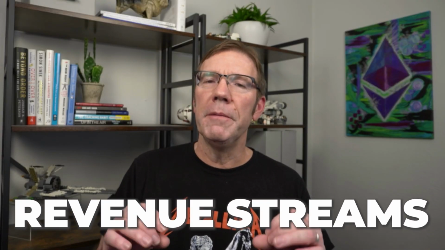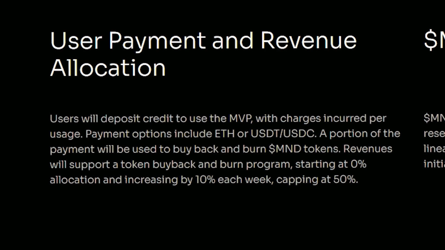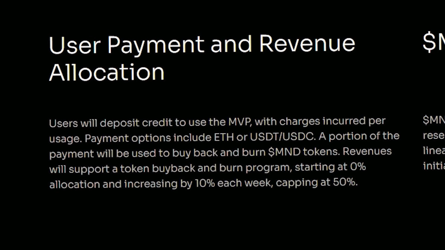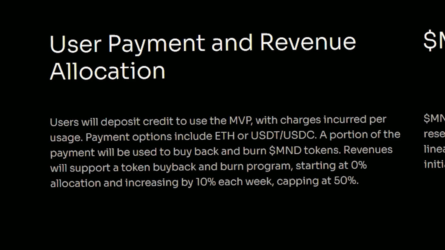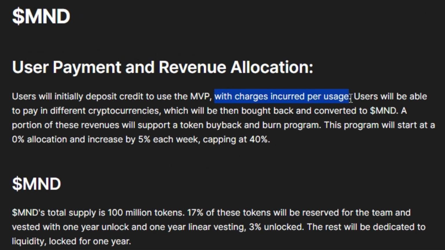Revenue streams are going to be deposit based. So you're going to log in and deposit an amount of Ethereum or USDT or USDC, and then you're going to pay per usage. What that usage means exactly, I don't know. I don't know if it's going to be based on a certain number of nodes or just on a program in general. So if it's a really small, simple program, it would cost as much as a more complex program. But right now, as far as the white paper says, payment will be incurred per usage.